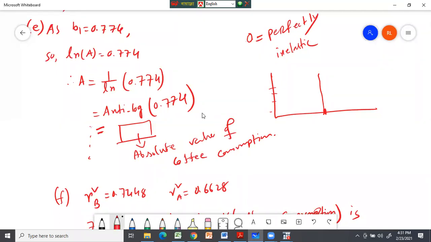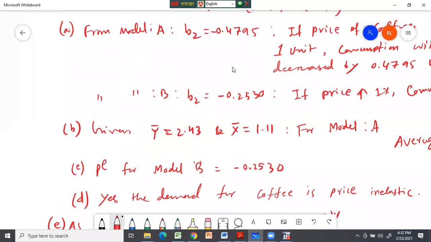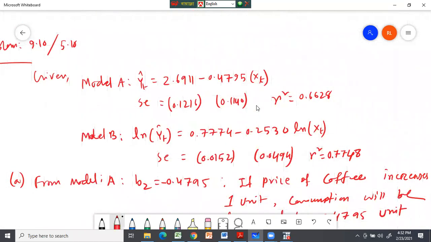Economically or theoretically, there is an inverse relationship between the price of coffee and the consumption of coffee. If it is an economically negative relationship, then definitely the sign of the elasticity coefficient or slope coefficient B2 would also be negative. In model A, it is found negative. In model B, it is also found negative. So both models are showing the right expected sign of the coefficient.